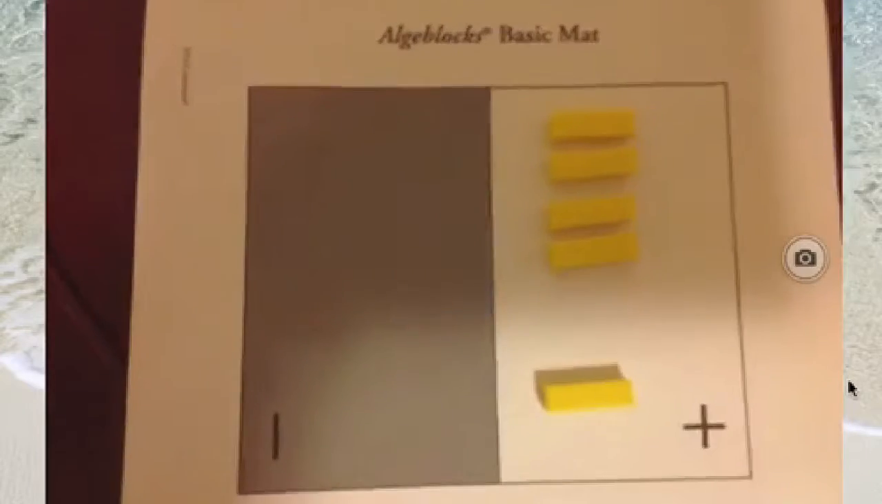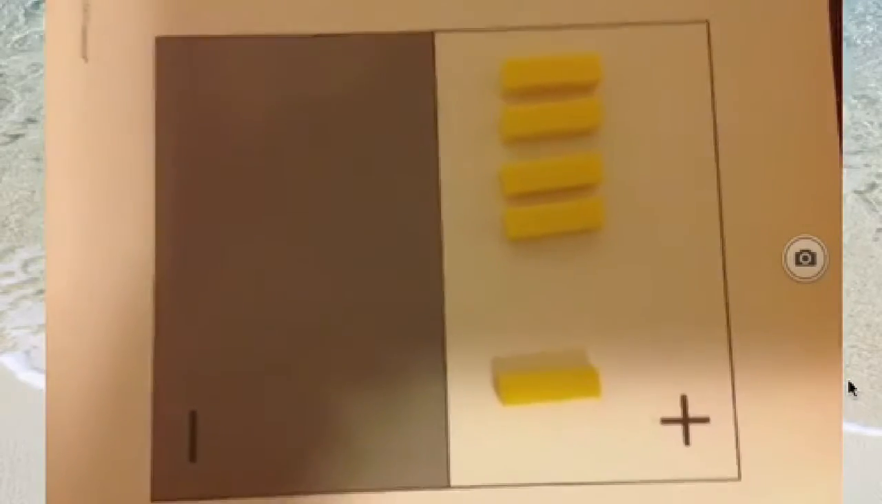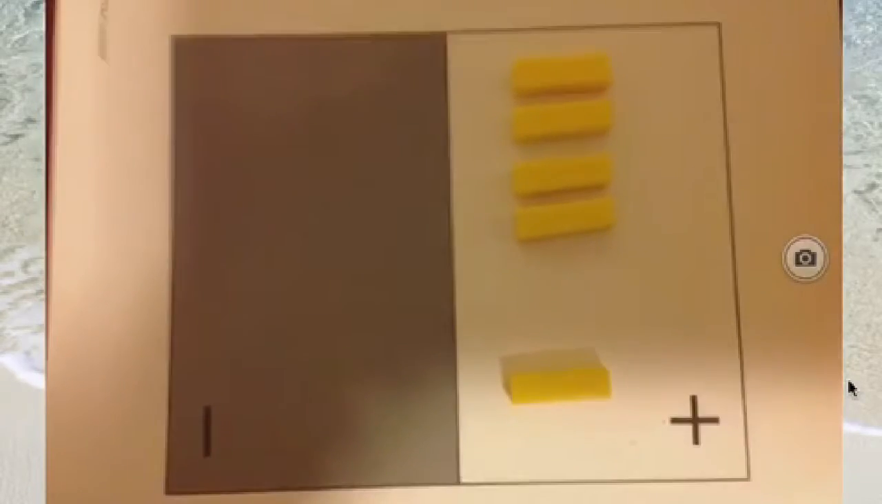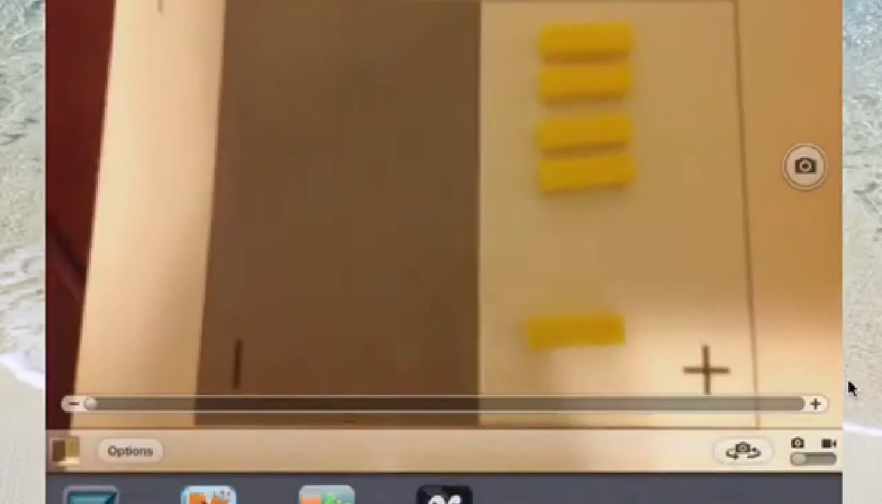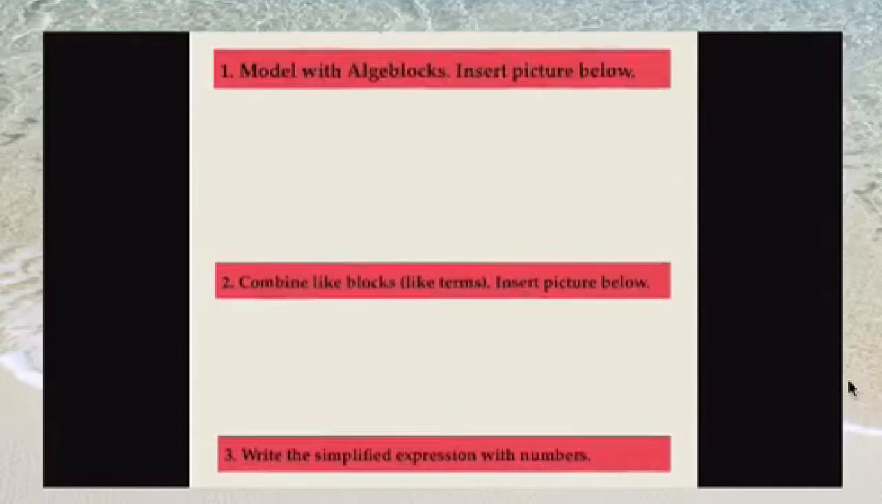Okay? Now I'm going to go ahead and take a picture of this. So you should be doing this on your own mat and take your own picture. And we're going to drop that into GoodNotes.